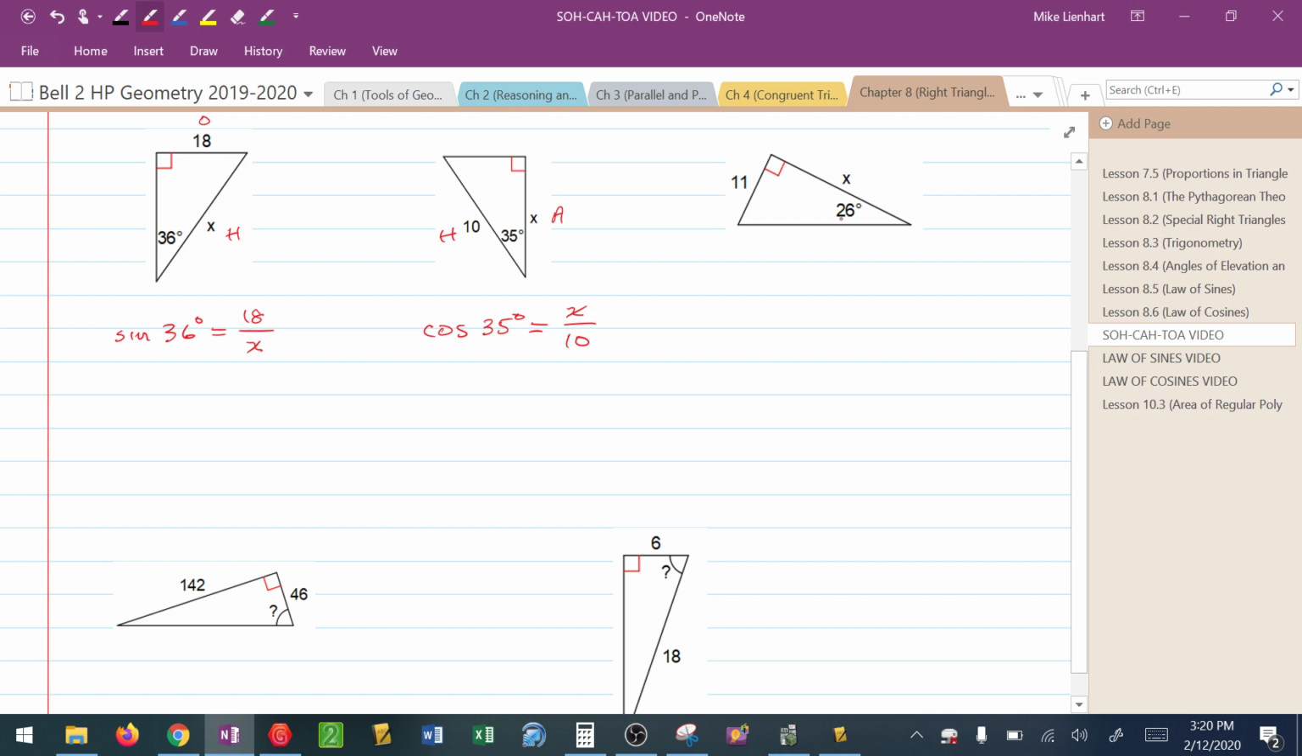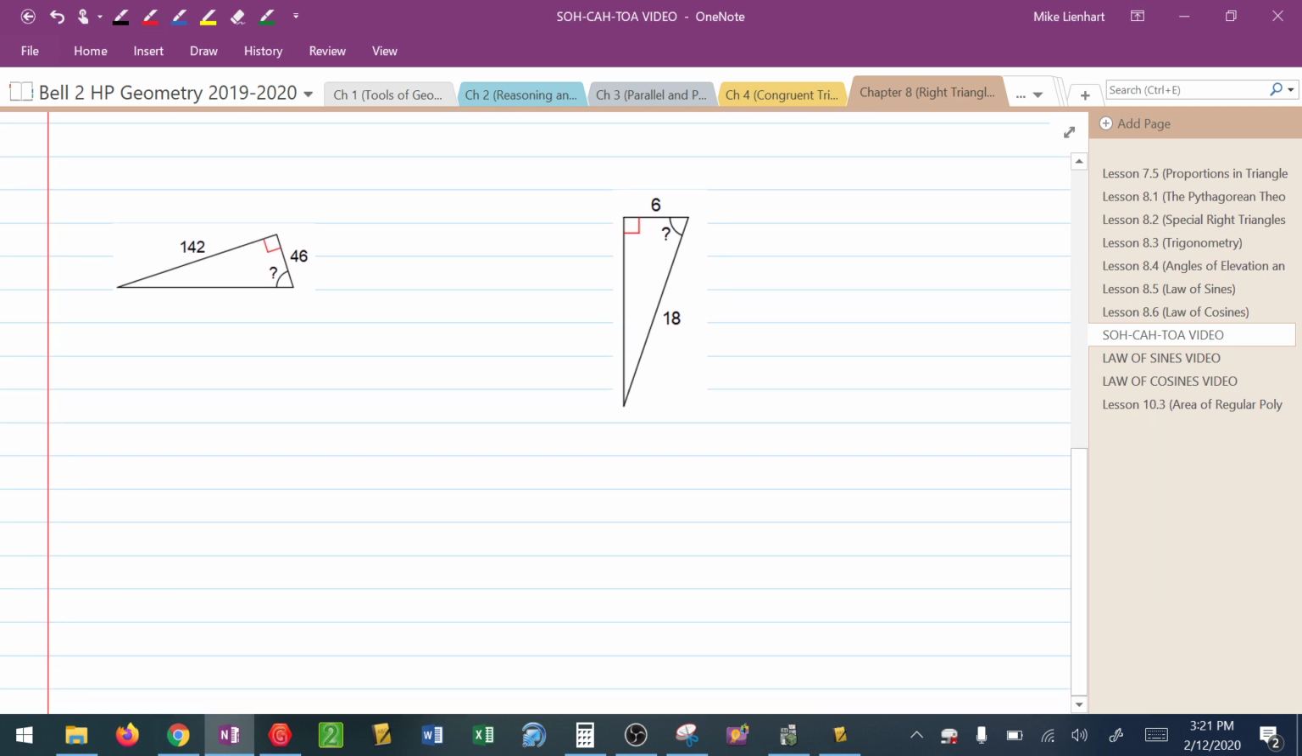Third scenario here, from 26, I recognize 11 is opposite. I recognize that x is adjacent. O and A tells me to use the tangent function. So the tangent of 26 degrees is equal to side opposite, 11, over the side adjacent, x.